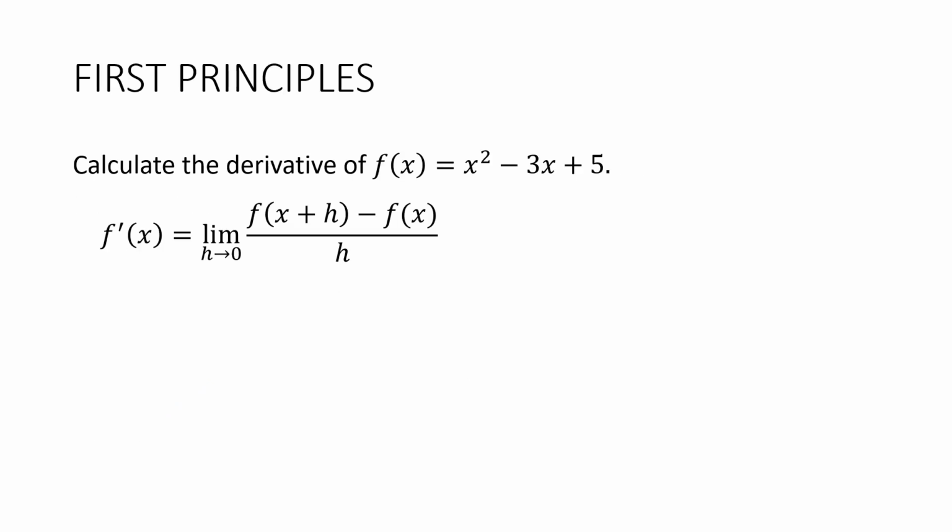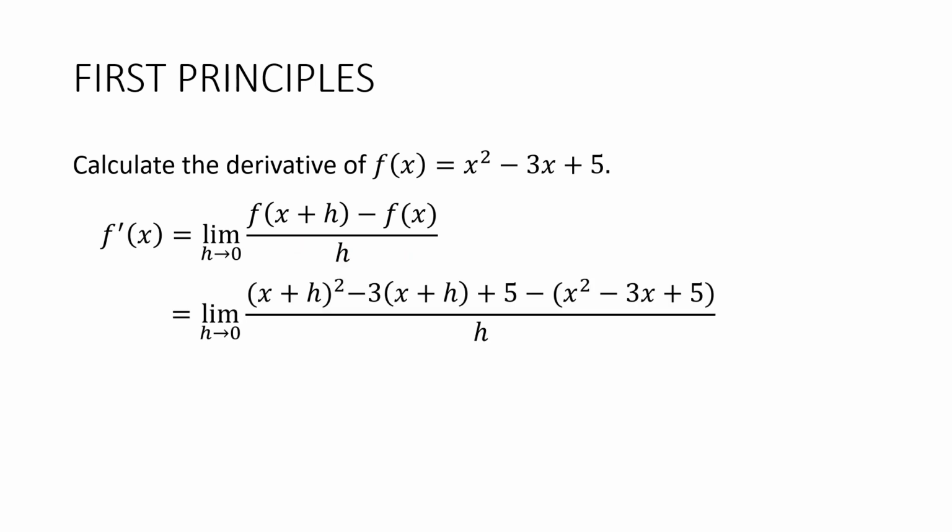So let's have a look at how we might use this. We're going to calculate the derivative of f of x is equal to x squared minus 3x plus 5, and we're going to do it from first principles. So we're going to use this formula. We'll start by substituting in f of x plus h and f of x. And be careful to put f of x in brackets because there's more than one term.